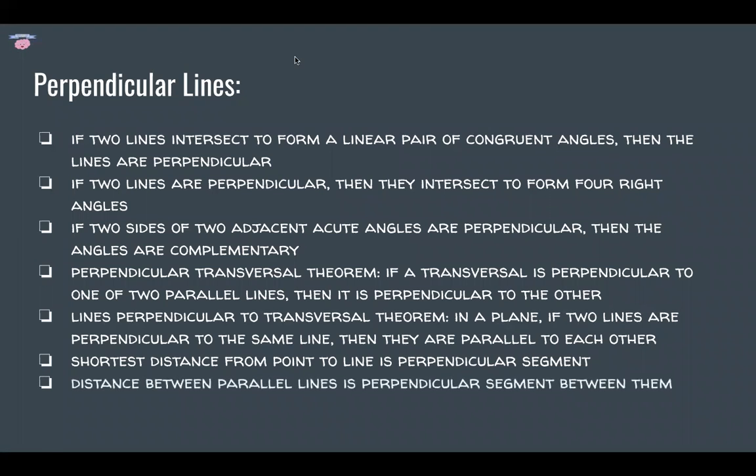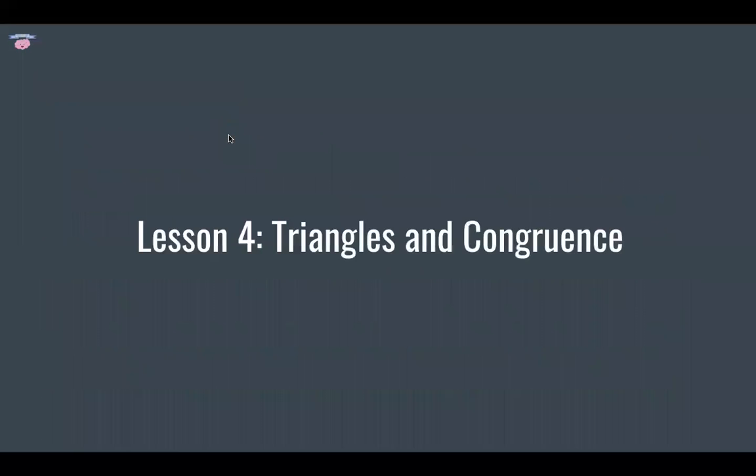And finally, the distance between parallel lines is the perpendicular segment between them. So similar to the previous one, if we're given two parallel lines, the shortest distance is the perpendicular segment between them. And again, you can prove it using the Pythagorean theorem, but I'm not going to.